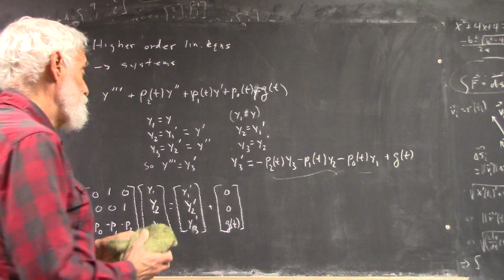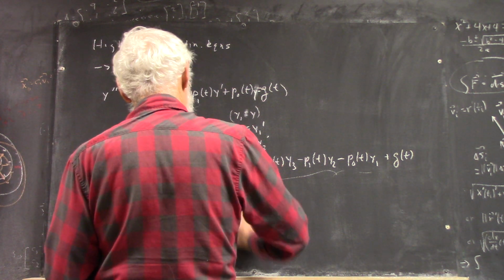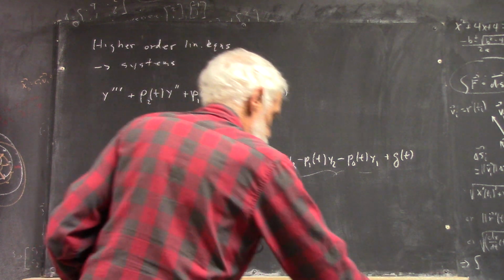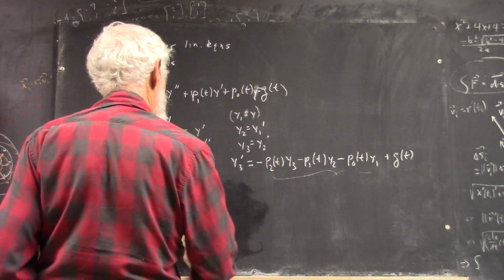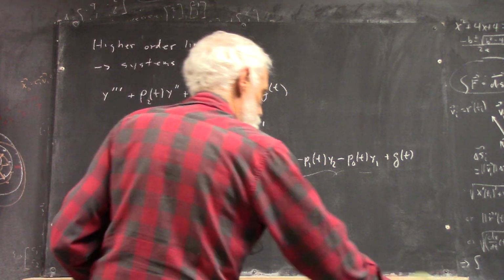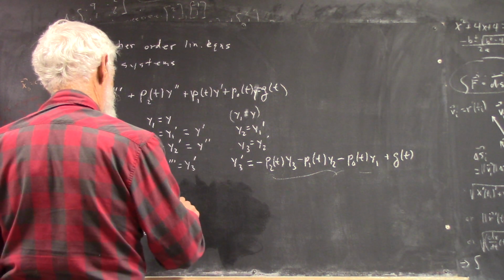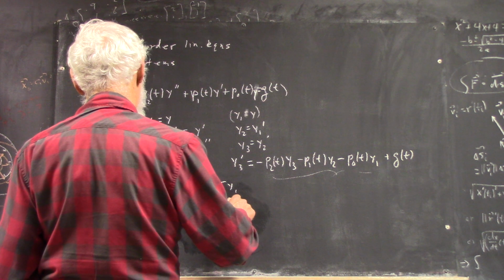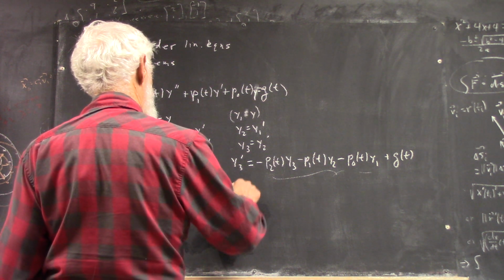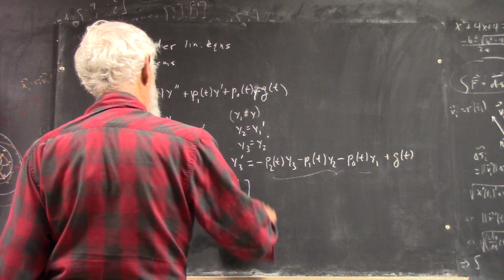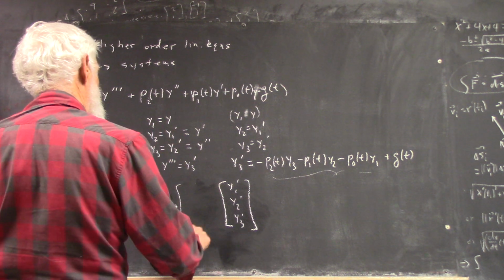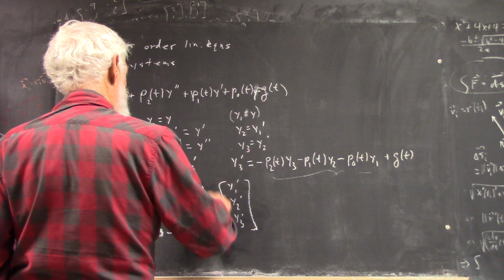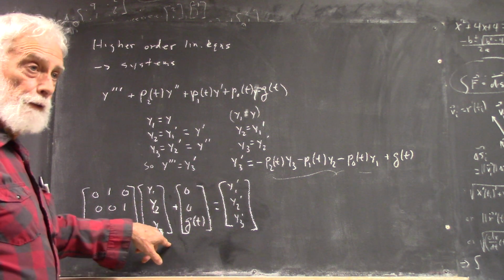Or it could just be negative, so it doesn't work, right? I just wrote it down carelessly. So I'm glad you kept me honest. Yeah, to get y1 prime, y2 prime, y3 prime, we have to add 0, 0, G of t to what we get from this matrix multiplication.